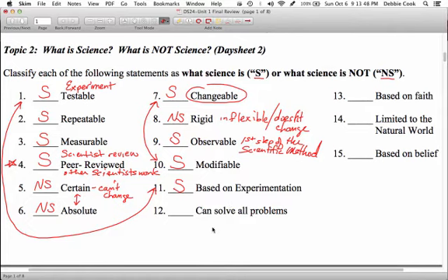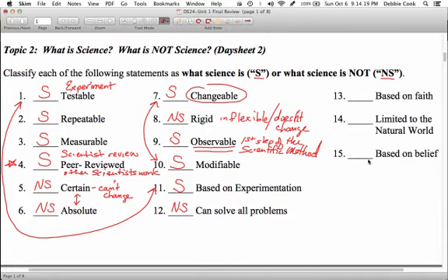Number 12 is asking, can science solve all problems? Well, science can only solve things that are observable, meaning things that we can use our 5 senses for. So if it's outside of our 5 senses, obviously science can't be used to address that problem. So for instance, science can't be used to address whether or not a God exists. And the reason why we can't do that is because that is not an observable thing. We can't do experimentation on it. So science cannot solve all problems.